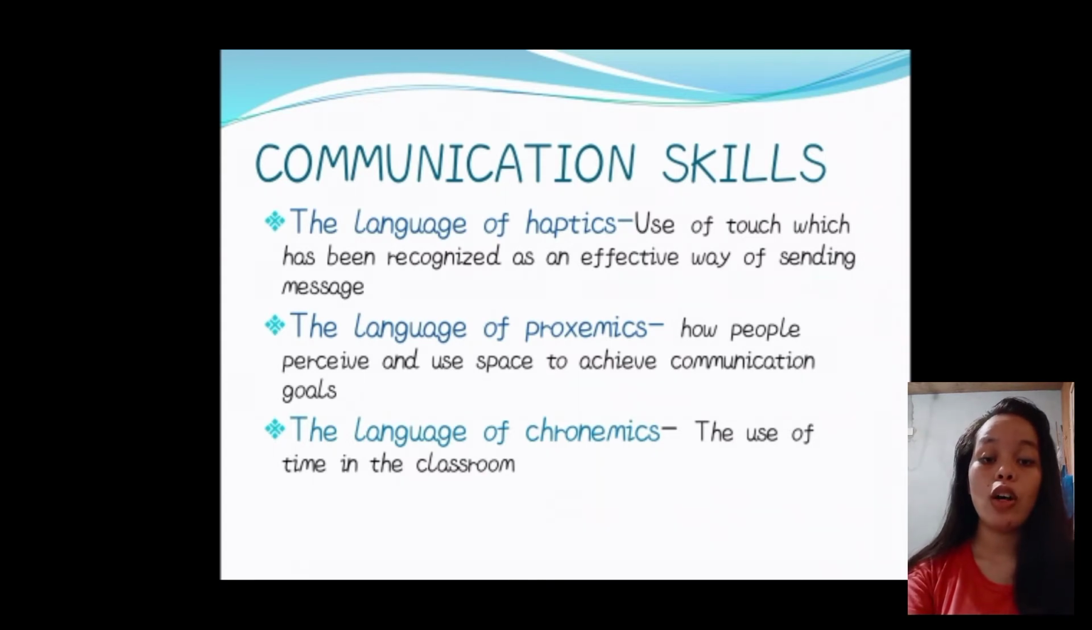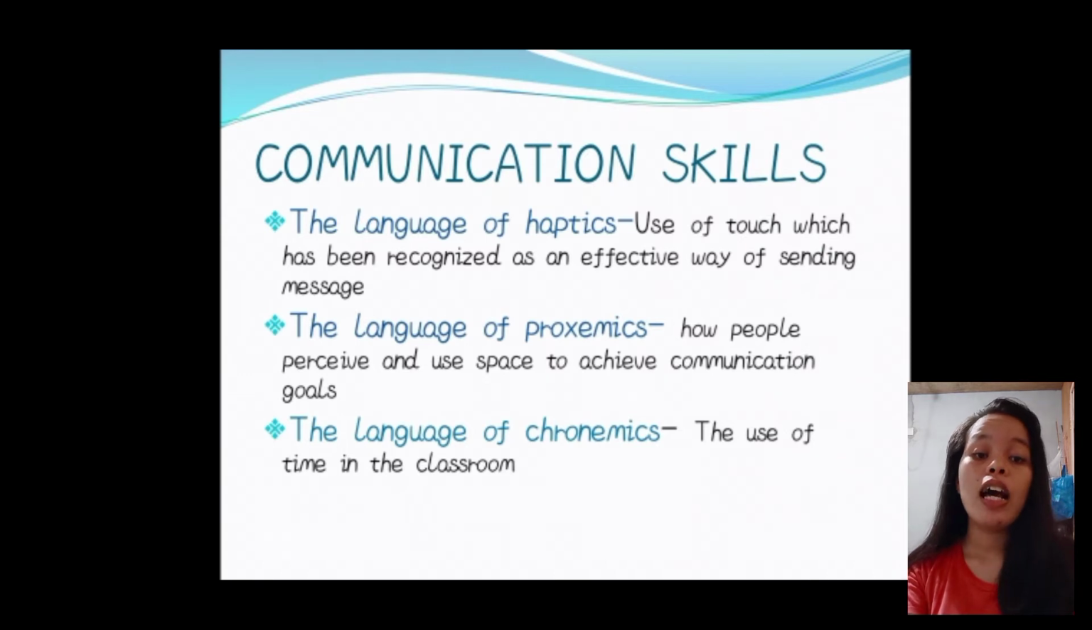Chronemics is the study of the use of time. In non-verbal communication, the way an individual will perceive and value time, structure their time, and react to time is a powerful communication tool and helps set the stage for the communication process. Ways that we use our time to communicate information about ourselves and our feelings are through interest and affection, power and status, and activities. An example of this is when someone is calling you.